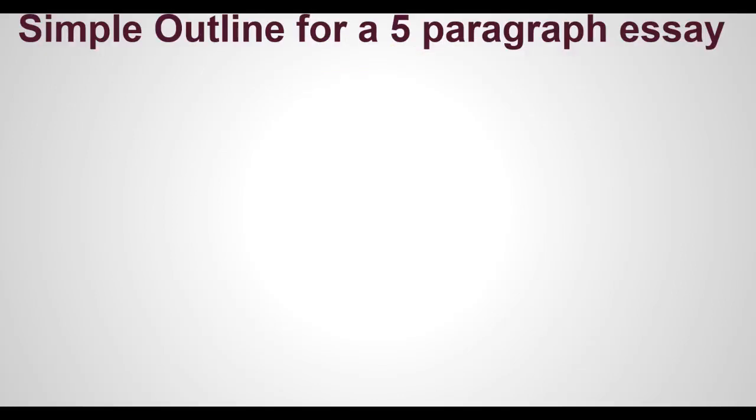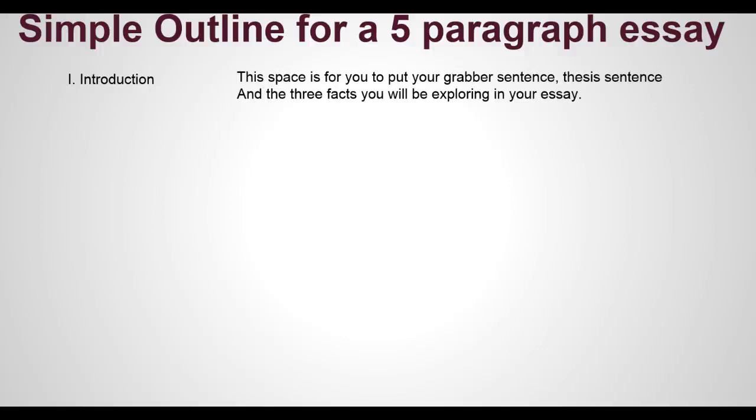Let's look at a simple outline for a 5-paragraph essay. We will be using Roman numerals, and here we have the Roman numeral 1 for our introduction. Our introduction paragraph is going to have the space where you put your grabber sentence, your thesis sentence, and the 3 facts you're going to be exploring in your essay.